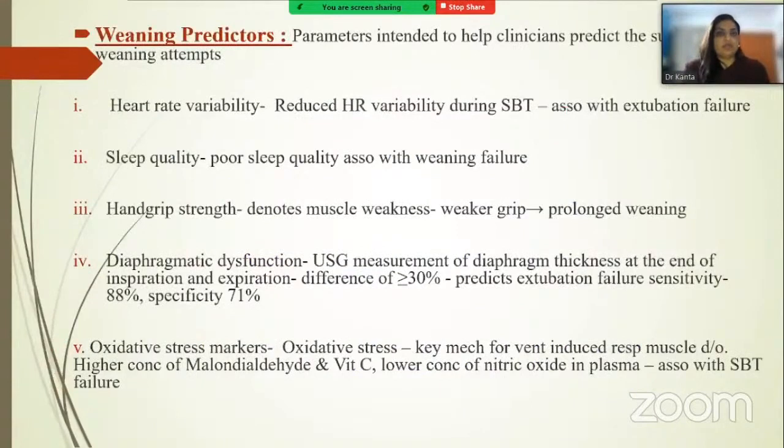There are certain parameters which are intended to help the clinicians predict the success of the weaning attempts. For example, heart rate variability and the quality of sleep. Poor sleep is associated with weaning failure. Similarly, a weaker hand grip denotes a prolonged weaning. Diaphragmatic dysfunction, which can be seen by the use of ultrasound by measuring the diaphragm thickness at the end of inspiration and expiration, and seeing a difference of greater than 30%, predicts extubation failure with a sensitivity of 88% and specificity of 77%. Similarly, higher levels of oxidative stress markers are associated with prolonged weaning.